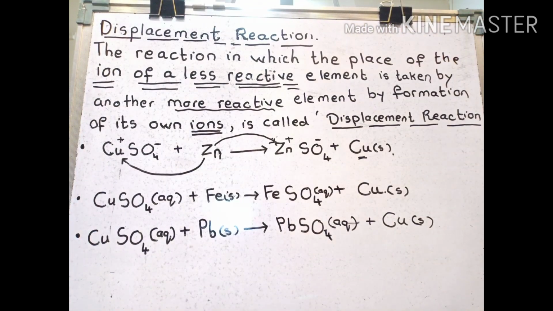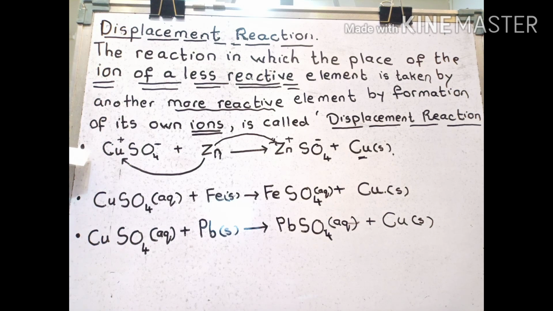So let us look at the examples on the board. You will be able to understand a displacement reaction better. When I say displacement, right now I am referring to a single displacement reaction. Here we have the definition: the reaction in which the place of the ion of a less reactive element is taken by another more reactive element by formation of its own ions is called a displacement reaction.